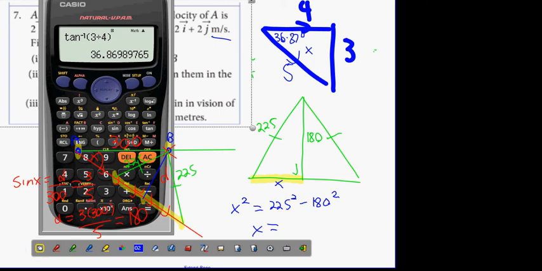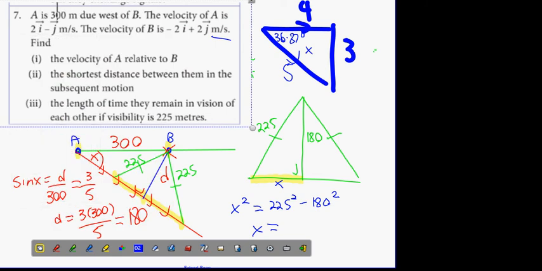Okay. 225 squared minus 180 squared. Oh, what is it? 135. Okay. Now, guys, what does that mean about 135? What does that mean for the full thing? Twice that, which is?